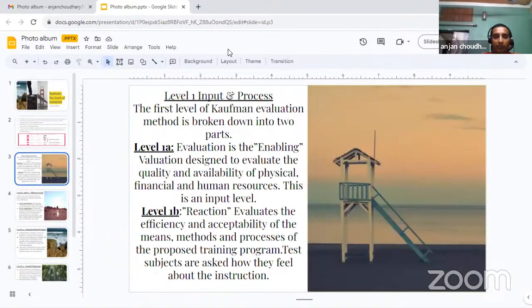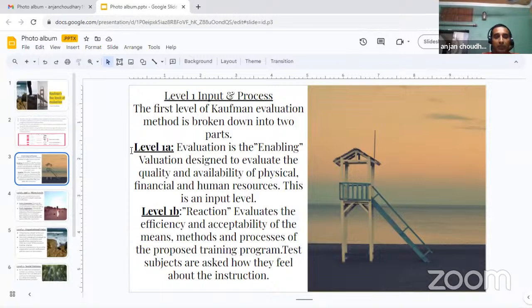So level one is input and process. The first level of the Kaufman evaluation method is broken down into two parts. Level 1A evaluation is the enabling evaluation designed to evaluate the quality and availability of physical, financial, and human resources. This is an input level. And second is level 1B. Level 1B is reaction, which evaluates the efficiency and acceptability of the means, methods, and processes of the proposed training program. Test subjects are asked how they feel about the instructions.